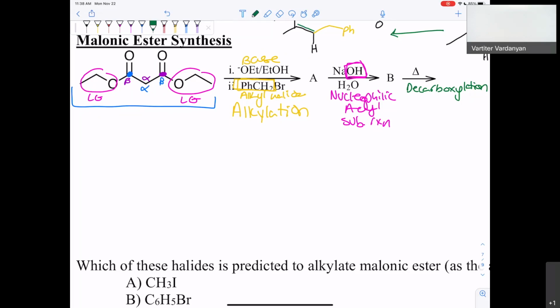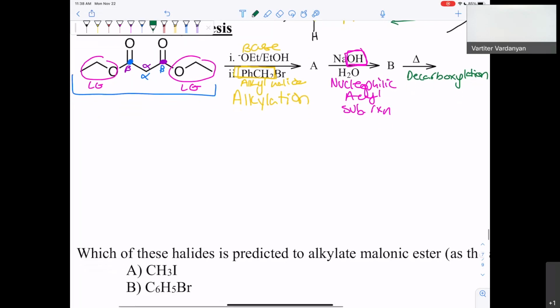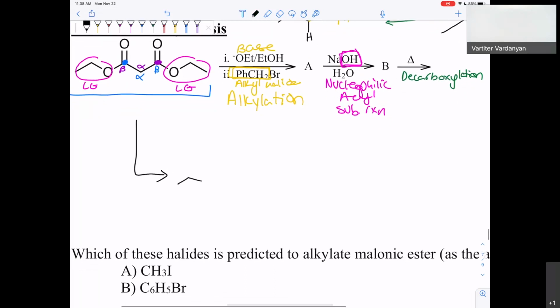All right, so going from the starting material to product A or intermediate A, all we're doing is adding it to the alpha position. And this time, to make it easy for you, there's only one alpha position.